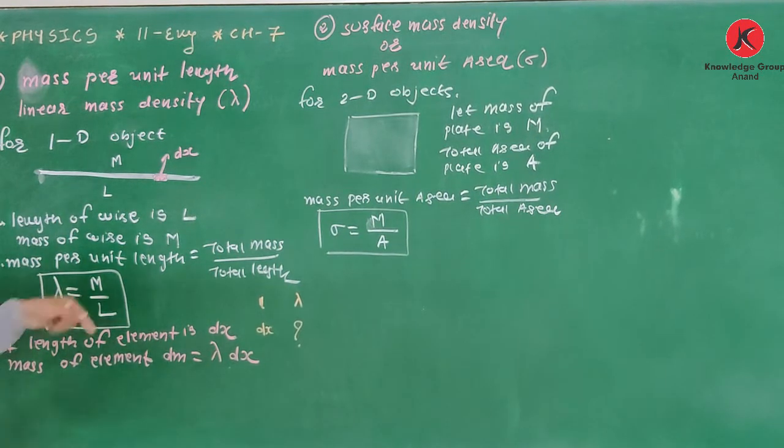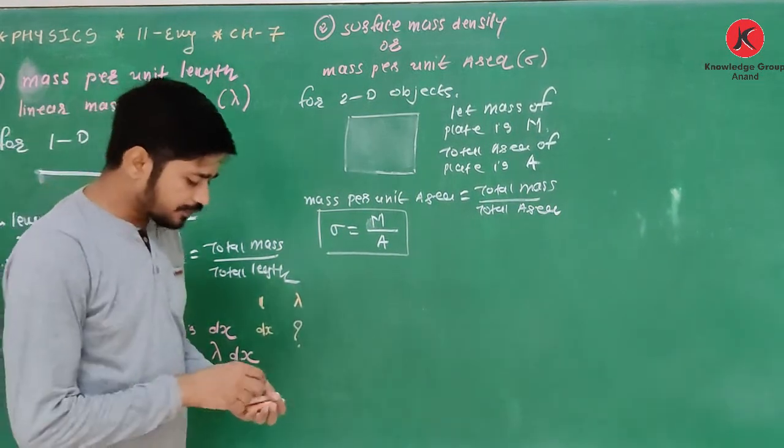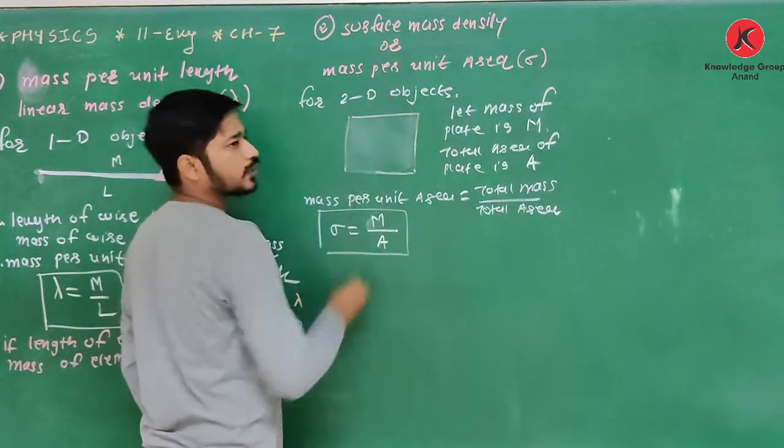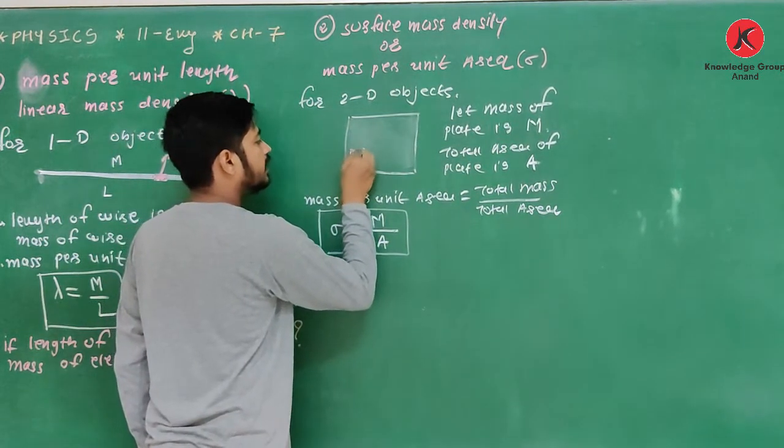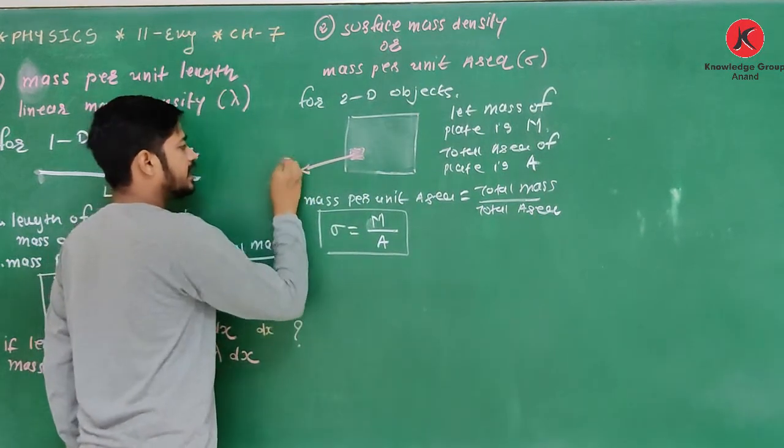Now again, what is the use of this? If on this square plate I have one element like this, having area dA.